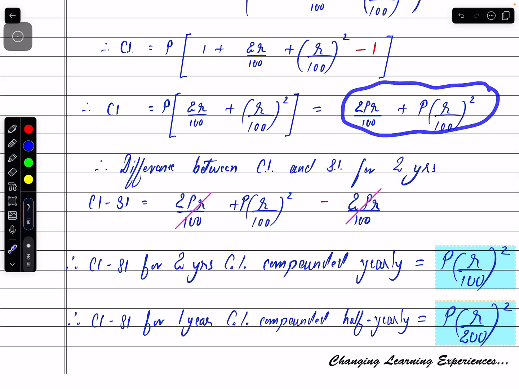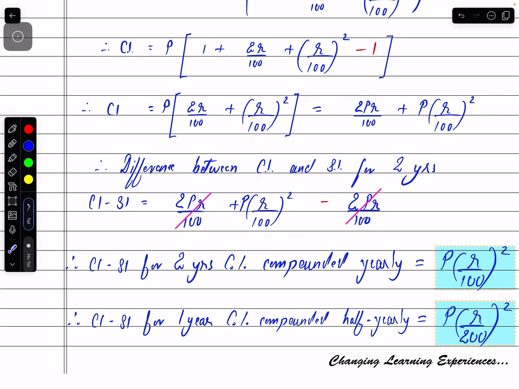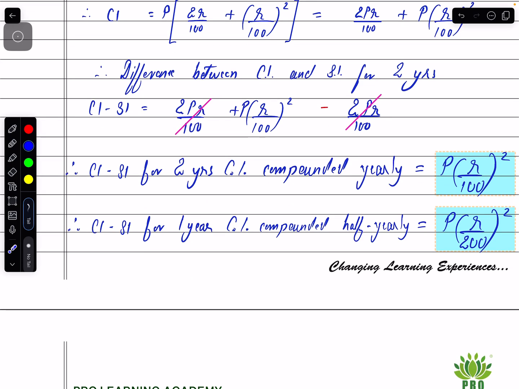So now the difference between CI and SI for 2 years: CI we know is the expression placed right here, and simple interest for 2 years was already done up there, which is this. So for this difference, this element and this element are exactly identical, so we get rid of them. So we are left with P(R over 100) the whole power 2. So the difference between CI and SI for 2 years compounded yearly or annually is P(R over 100) the whole square, which is here.